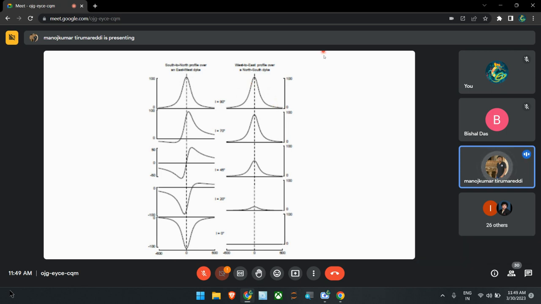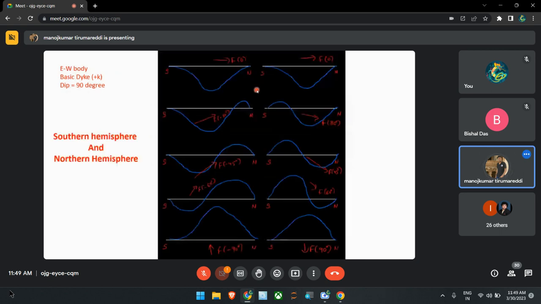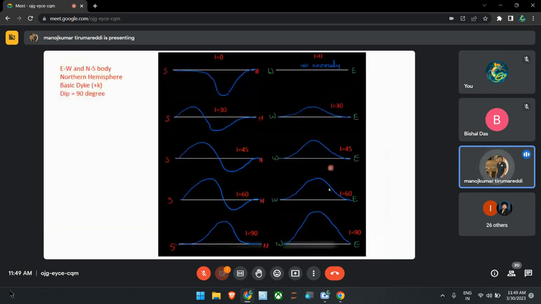If you observe carefully, in the southern pole, irrespective of the body strike, we got a high, very high susceptibility body. Bell shape curve we got. Similarly, if you go to the northern hemisphere, irrespective of the body strike, we got a bell shape curve, a high curve over the high susceptibility body.